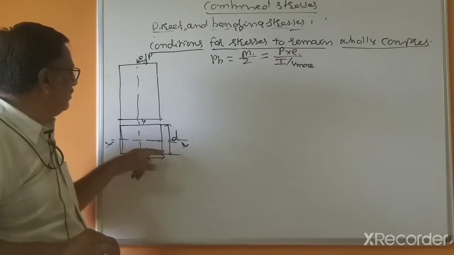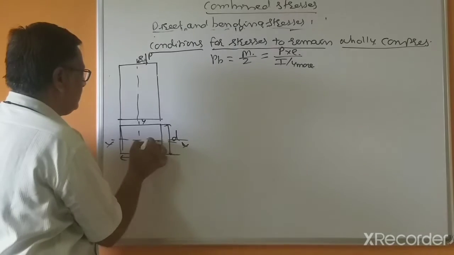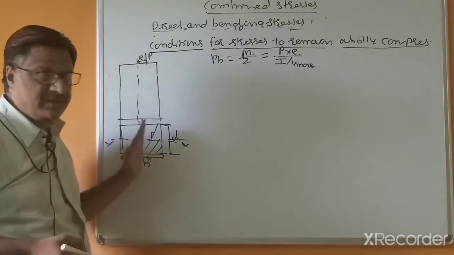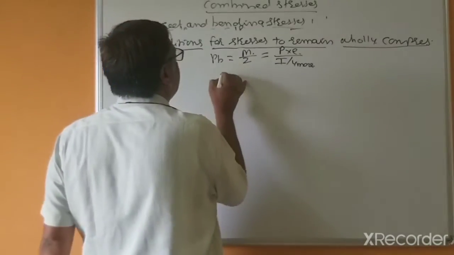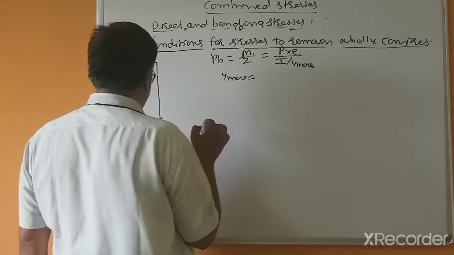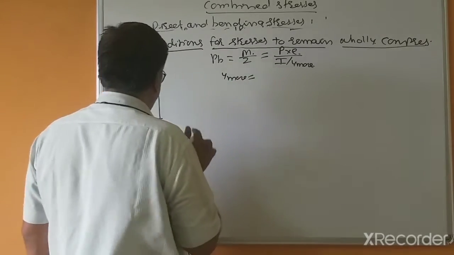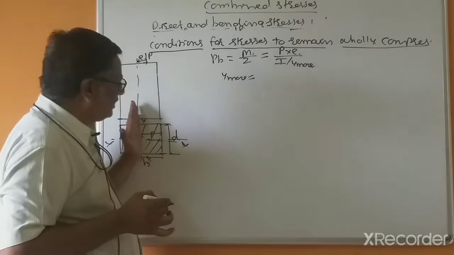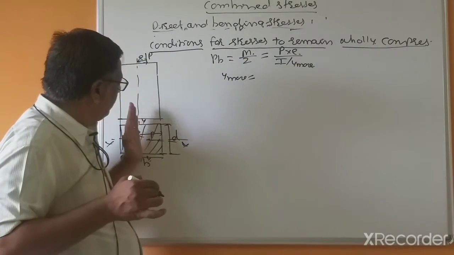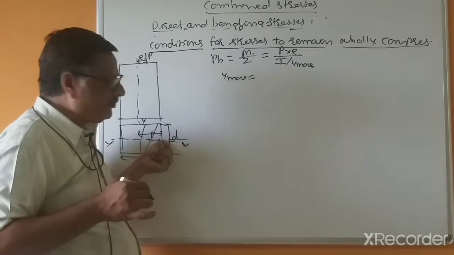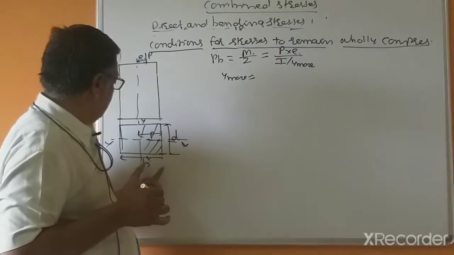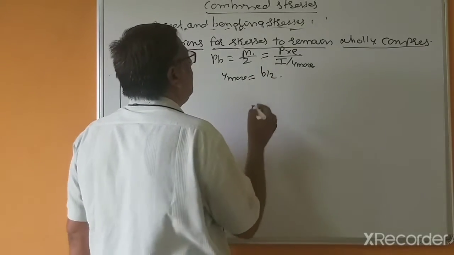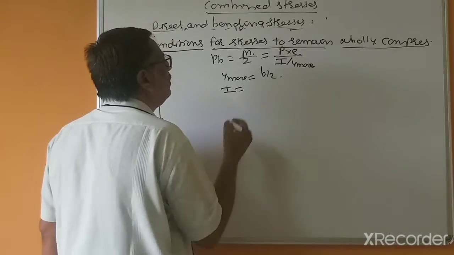Now Y max equal to, because this load is here on this right hand side, so that's why Y max equal to distance of the extreme fibers from the neutral axis. In this case, neutral axis is the y-y axis and this is the extreme fibers, means the outer layers. So this is called Y max and this is equal to B divided by 2, and I equal to moment of inertia.